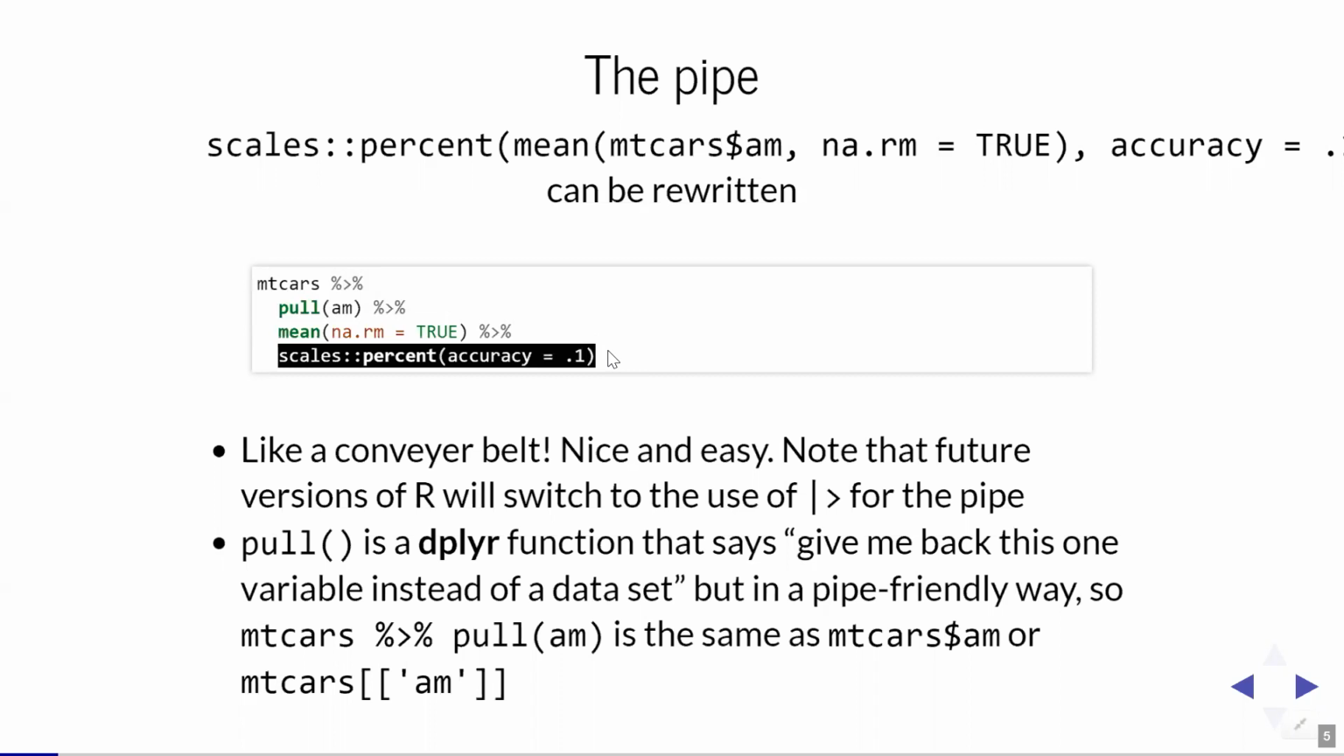I will note that in a very soon upcoming version of R 4.1, which should be released in the next few months or so, I think, they are going to incorporate the pipe into base R. It will no longer be a Tidyverse specific thing, and it will be a little bit different. It will look like this, a straight bar there, and then a greater than sign for the pipe, but it will work mostly in the same way. There are some minor differences in the implementation. Also, this pull variable is just basically a version of the $ here that works nicely with the pipe. That's all that is.